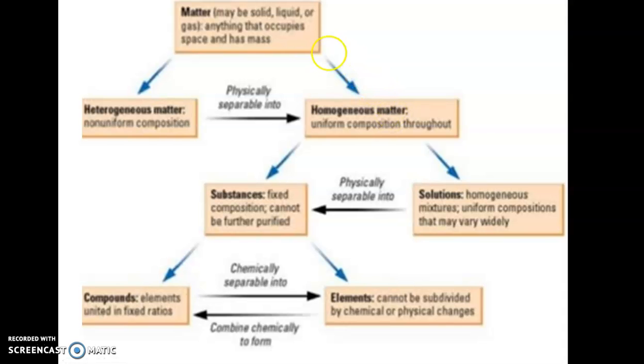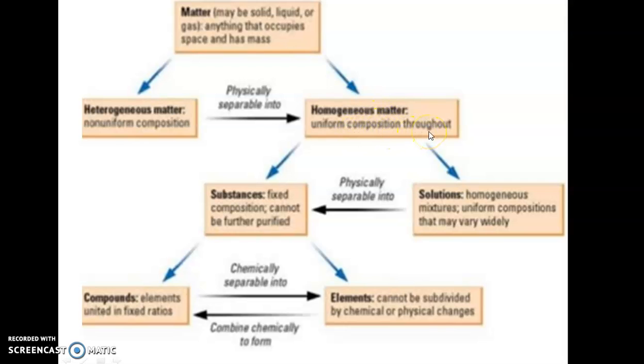Here we see matter. Matter may be solid, liquid or gas, or anything that occupies space and has mass. Heterogeneous matter means non-uniform composition. For example, if you take water and add oil to it, layer formation takes place, and you observe that non-uniform composition is there. But what is homogeneous matter?